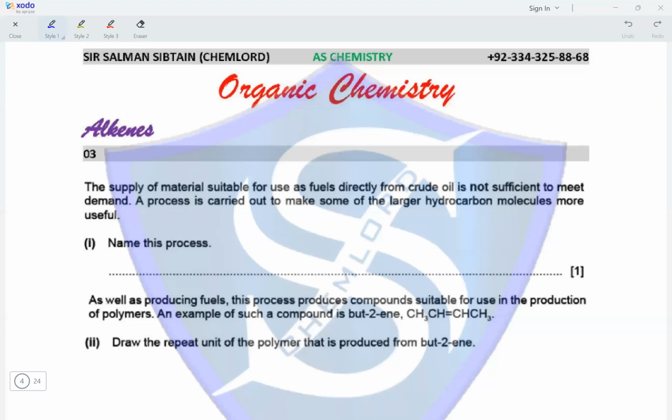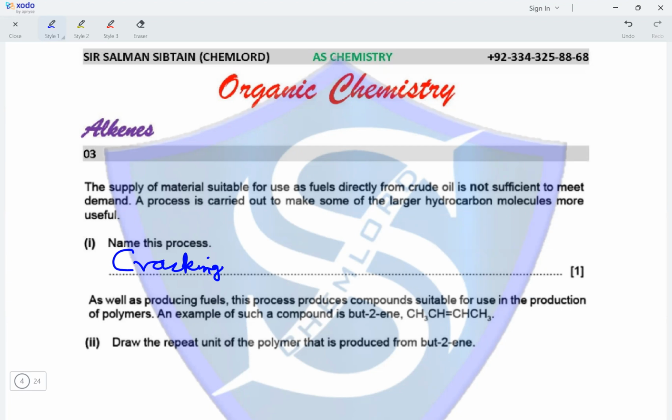Question 3. The supply of material suitable for use as fuels directly from crude oil is not sufficient to meet demand. A process is carried out to make some of the larger hydrocarbon molecules more useful. Name this process. So this process is called cracking, in which larger hydrocarbons are broken down and made into smaller hydrocarbons, which are the more useful products.